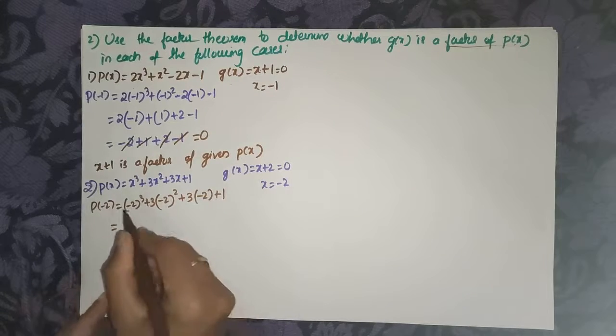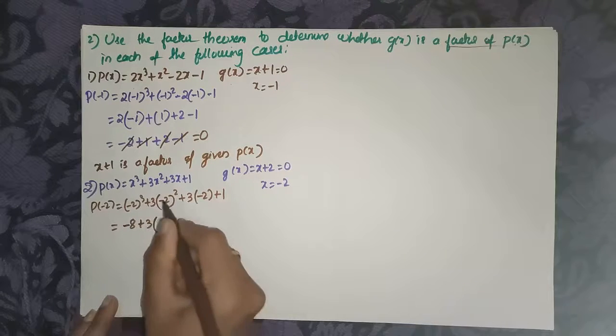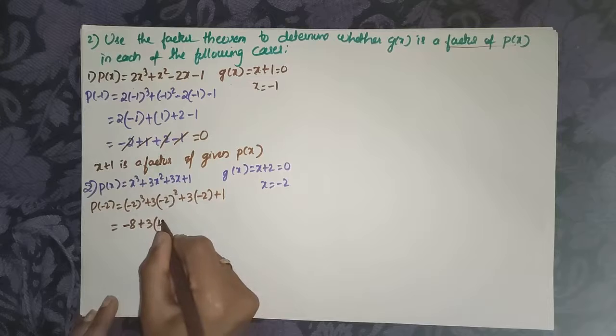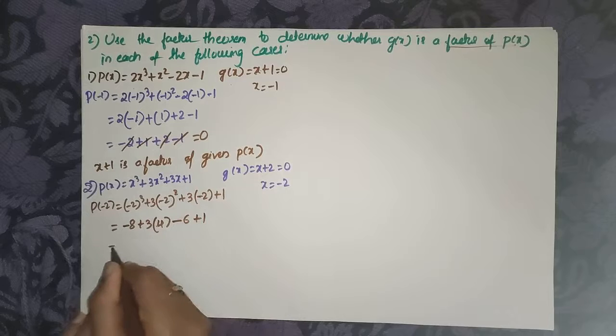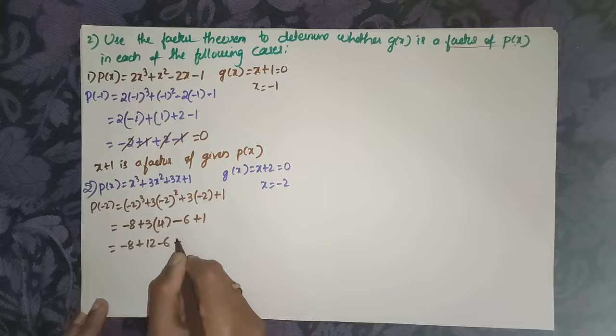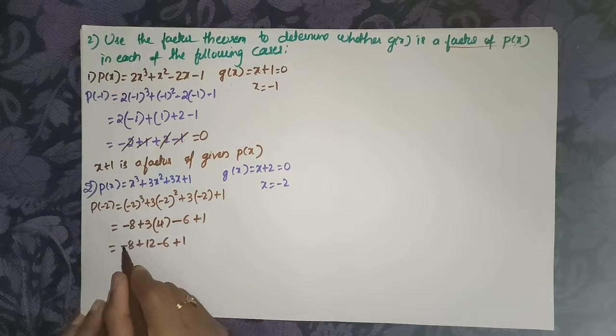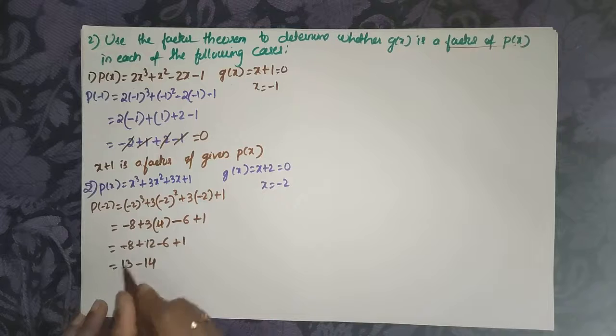See here, minus 2 cube is minus 8, plus 3 into minus 2 square, which is plus 4, plus 3 into minus 2 is minus 6, plus 1. So this equals minus 8 plus 12 minus 6 plus 1. See here, minus 8, 12 plus 1 is 13, minus 8 minus 6 is minus 14. Minus and minus both have the same signs, that's why I add here. So this is minus 14. 13 minus 14 equals minus 1.